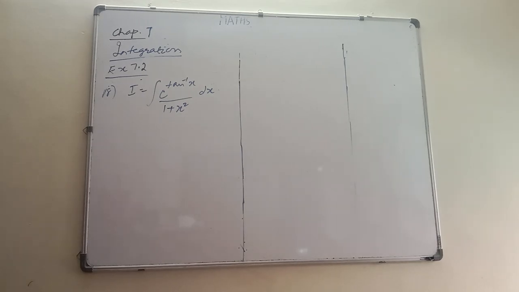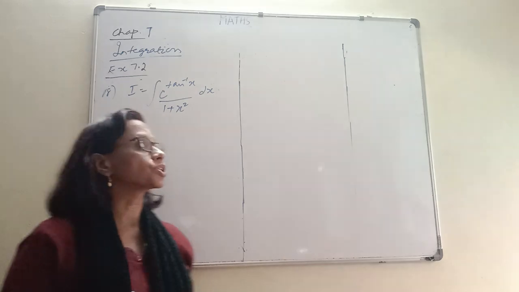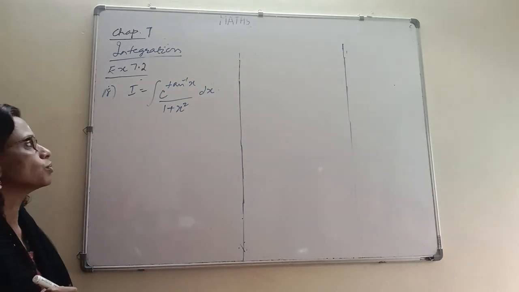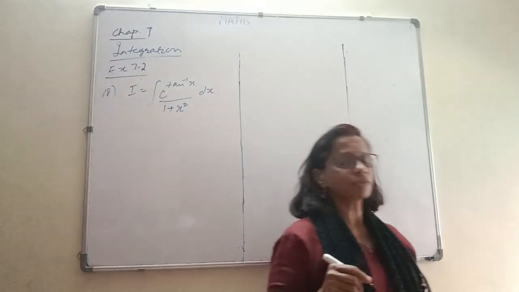Hi folks, let's continue with this exercise 7.2. We are now into problem number 18, which says I is e raised to tan inverse x over 1 plus x squared dx. It's for us to decide what is going to be our u.